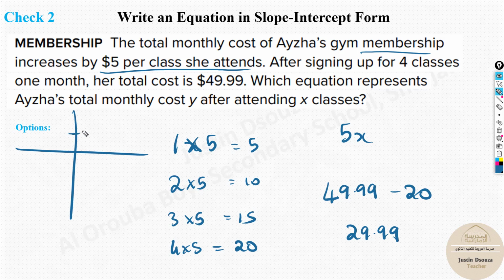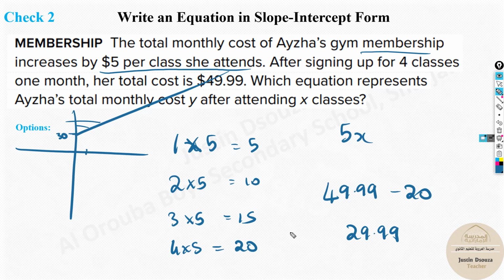It starts over here. Let me consider it as 30. It's just a little down, 30. It'll be something like that. Even if you attend 0 classes, you will have to pay 29.99, which is 30 dirhams. If you attend 1 class, it will be 35. 2 classes, 40, and it goes on.